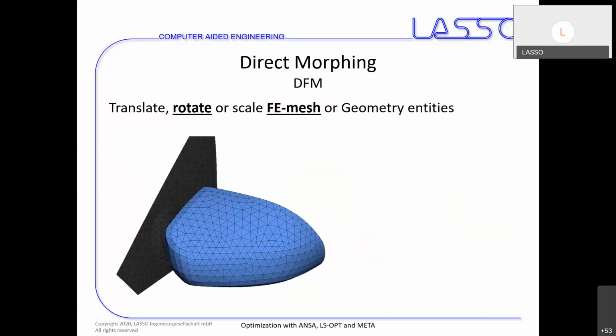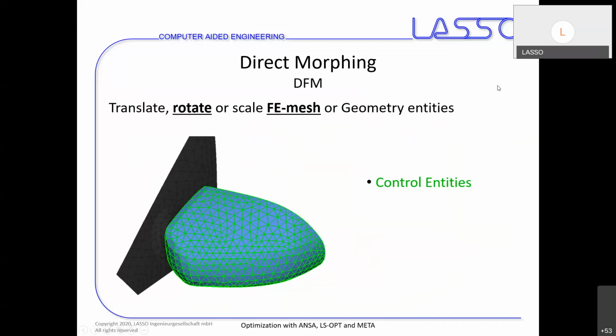So let's see some examples of direct morphing in ANSA. At first, here, a direct morphing of this mirror case, an FE mesh. And direct morphing actually behaves always the same, no matter what type of direct morphing you apply. So for example, if we do a rotation or a translation or a fitting, we always have a group of entities, the so-called control entities, on which we apply a specific movement. For example, in this case, a rotation. So these control entities are actually not morphed, but they move in a specific way. So we apply a prescribed motion on them, let's say.